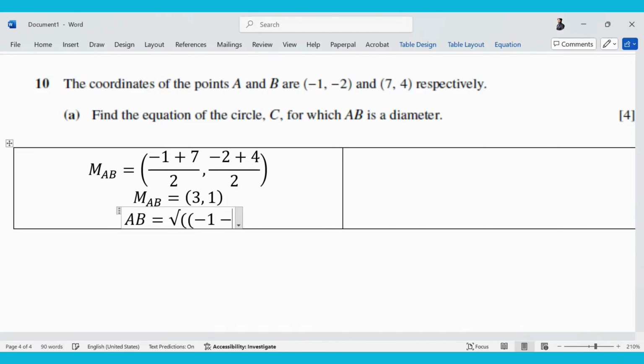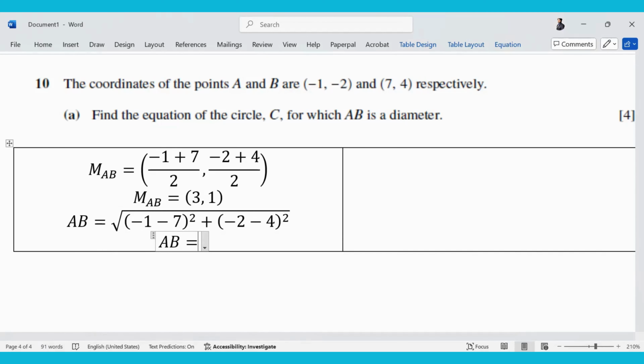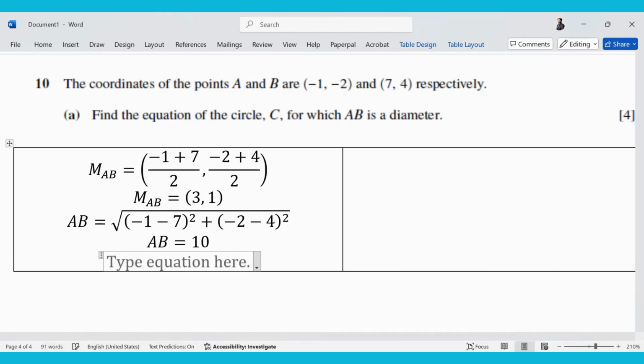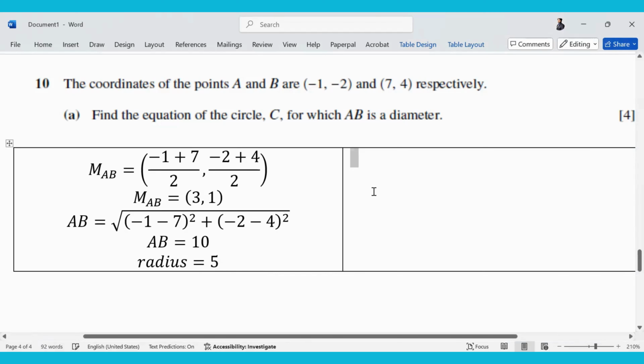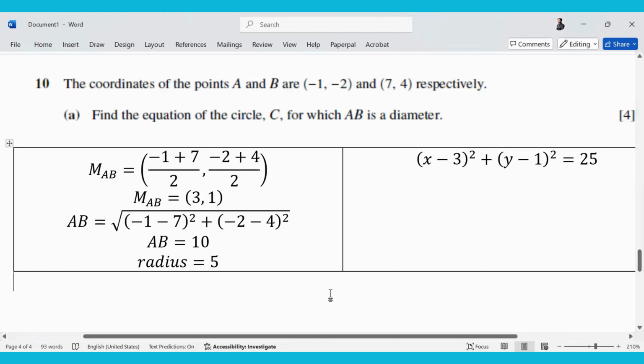Minus 1 minus 7, minus 2. What is the length of AB? 10. So radius will be 5 and the equation will be x minus 3 whole square plus y minus 1 square is equals to 25. Is this clear? Easy 4 mark.